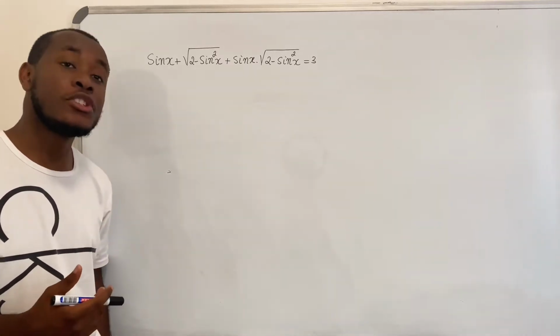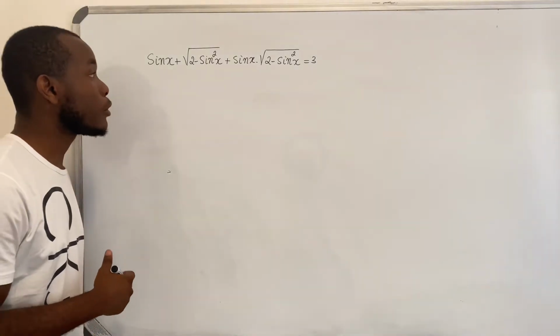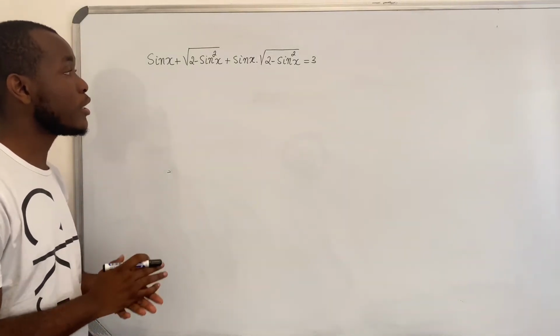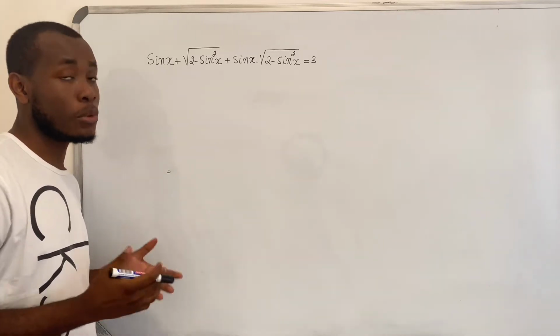So today we have this trigonometric equation problem to solve. We have sine of x plus square root of 2 minus sine squared of x, plus sine x times square root of 2 minus sine squared x, equal to 3.